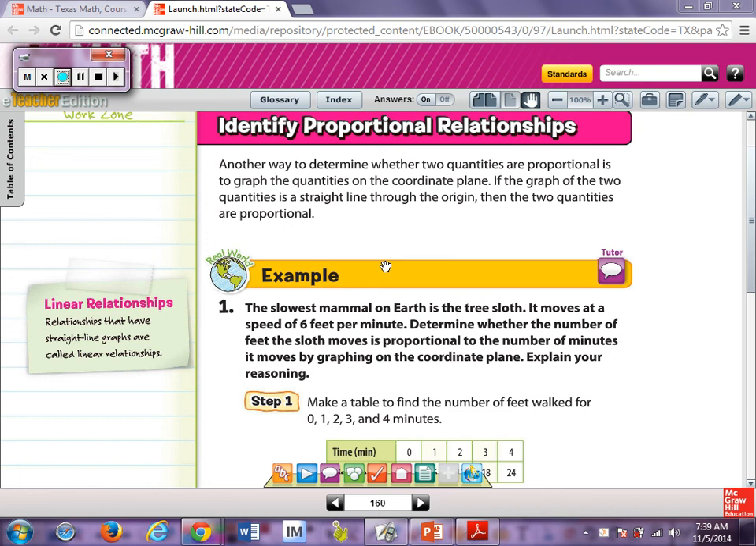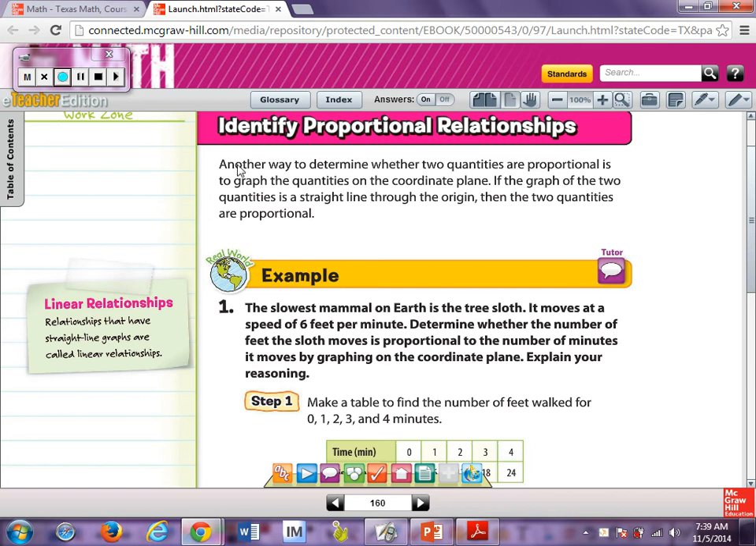Right, in today's lesson, we're going to talk about identifying proportional relationships. And we're going to do this with a visual aid or a graph. So in the beginning of our little story here, it tells us another way to determine whether two quantities are proportional, that means two things that we're measuring, is to graph the quantities on the coordinate plane. If the graph of the two quantities is a straight line through the origin, then the two quantities are proportional.